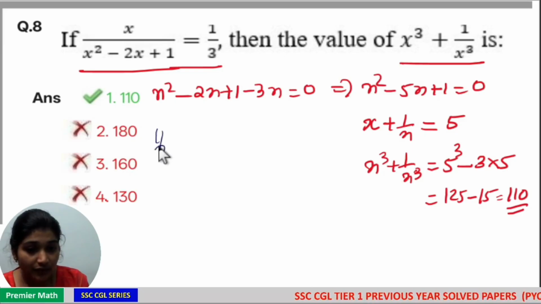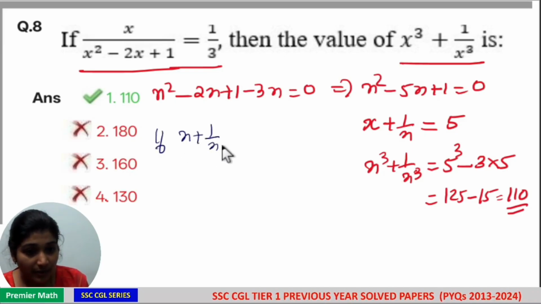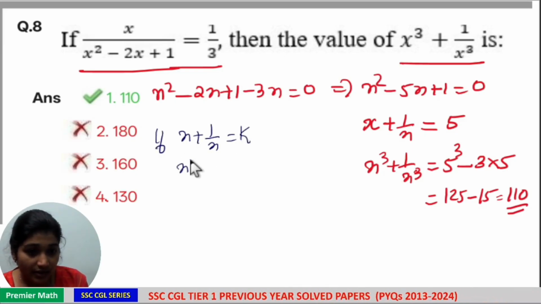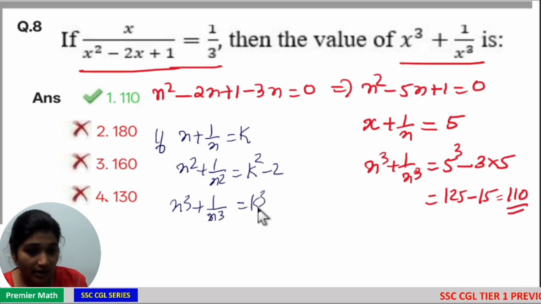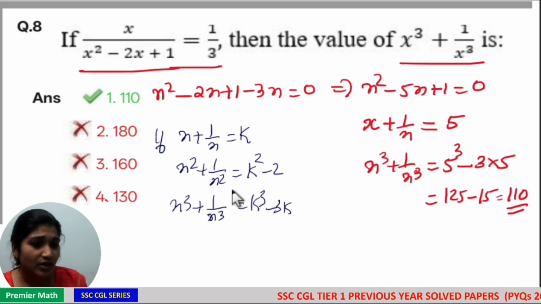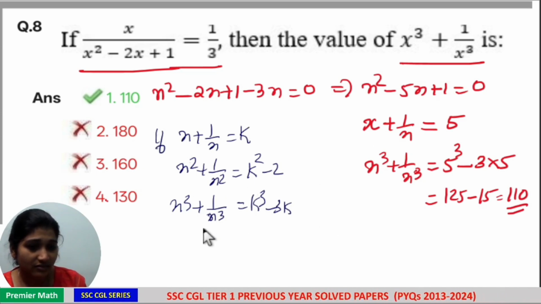Actually, if x plus 1 by x is equal to k, then x square plus 1 by x square is equal to k square minus 2 and x cube plus 1 by x cube is equal to k cube minus 3k. Just take the square and cube root, then you will get the answer.